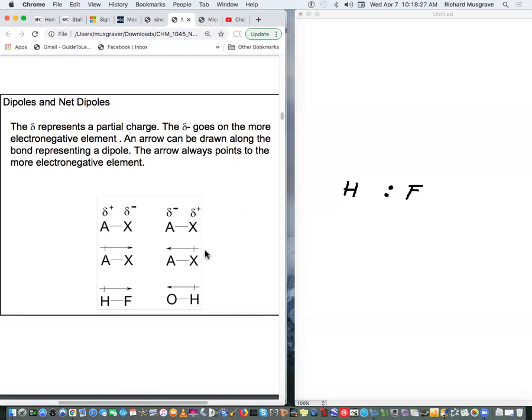Now, what we can do then, once we know which one has a delta plus and delta minus, we can draw another representation. This is called a dipole. This dipole is effectively what's known as a vector. Now, if anybody's ever done any calculus, you'll know exactly what I'm talking about. If you've never done calculus, vectors might be very foreign to you.